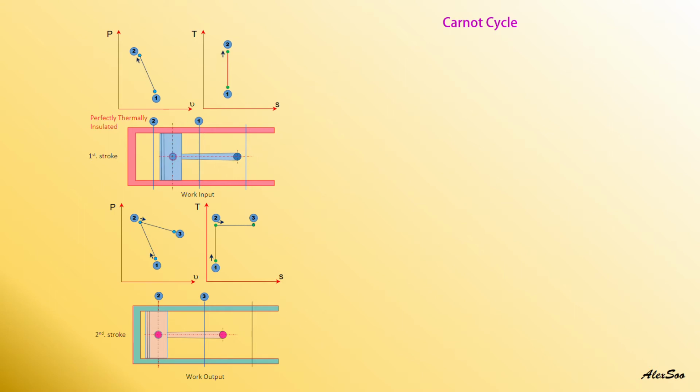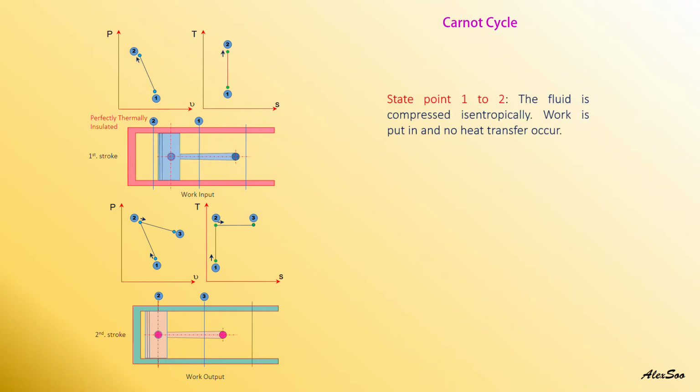So here you have the flow from state point 1 to state point 2, and that is an isentropic compression process, and it shows the piston moving inwards towards the head of the cylinder. That is the first stroke. So the fluid is compressed isentropically and work is put in, and no heat transfer occurs. Work is put in, that means it is compression, work input.